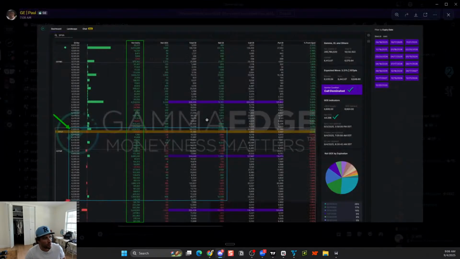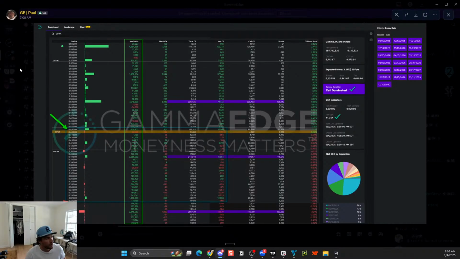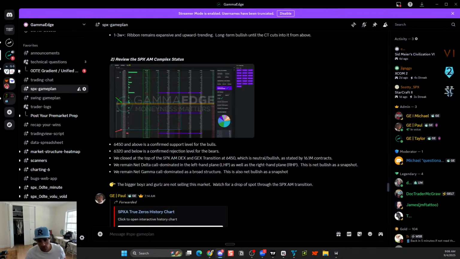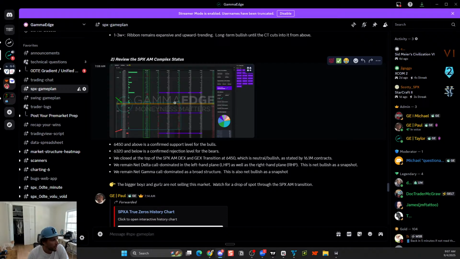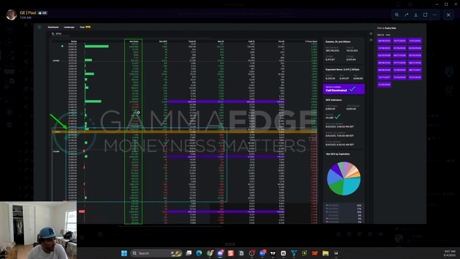So SPX A, that's the cruise ship, right? 15, 16 million contracts open right there. Think of this as your longer term institutional money, slower moving, as opposed to the SPX P, which is more of your speedboat. That's where the short term traders are interacting. But just looking at this, right? See a ton of green, that's good. Call dominated above the spot price. Key level for the bulls is 46.50, top of our transition zone. So we want to be above that spot price.